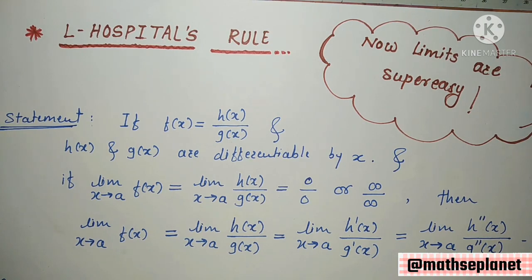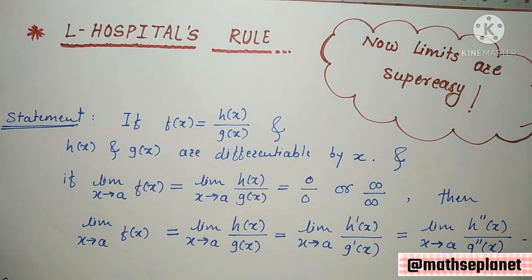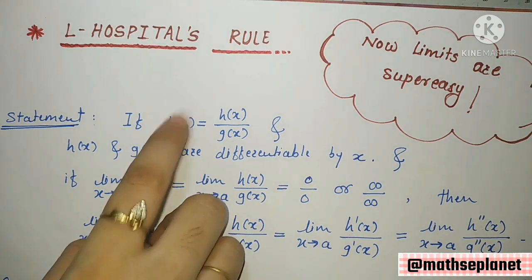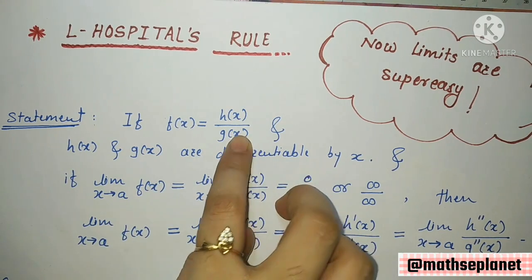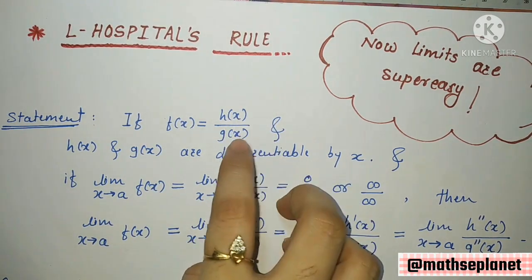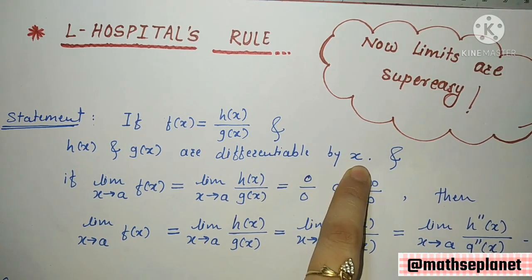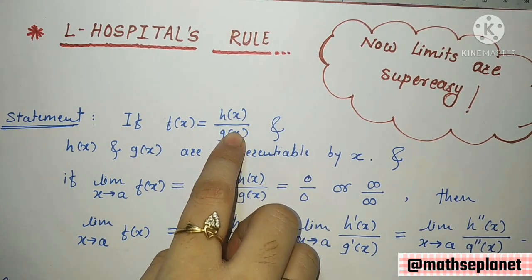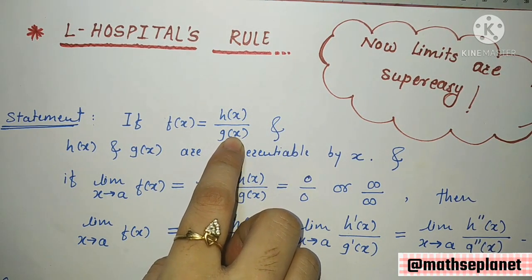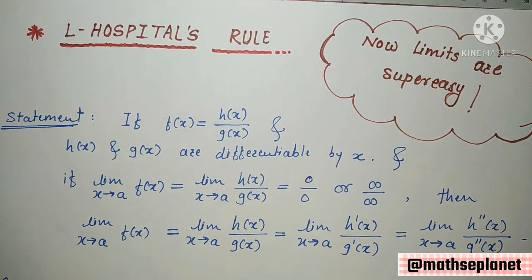The theorem is very useful for finding limits of functions. Suppose that f of x is a function of the form h of x divided by g of x, numerator and denominator, and h of x and g of x are differentiable functions of x. Differentiable means these two functions can be differentiated with respect to x, so we can find the derivatives of these two functions separately.